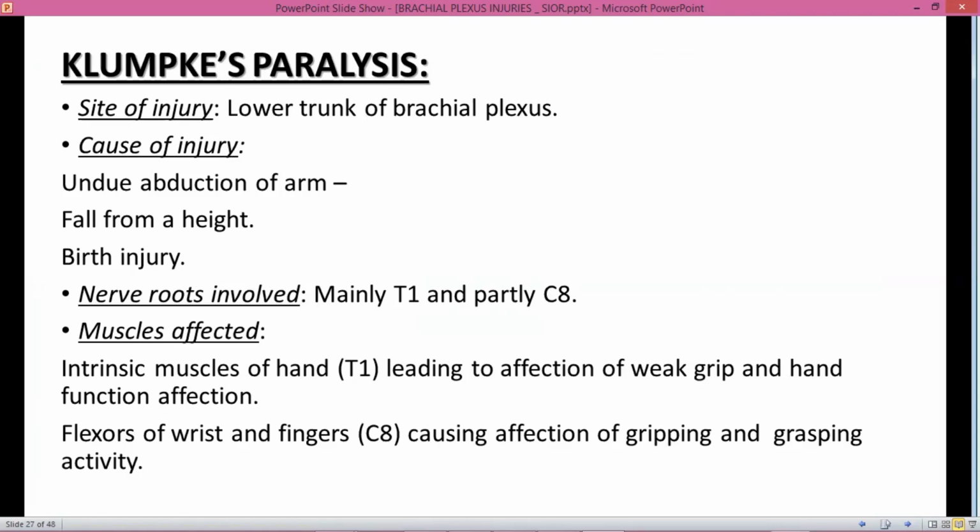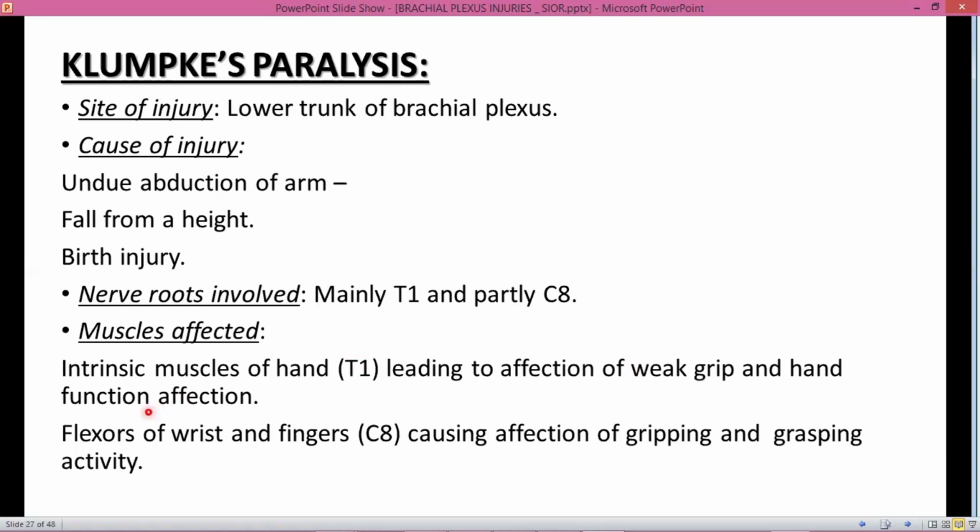So after studying the upper trunk injuries, we'll be studying the lower trunk injury of the brachial plexus. The cause of this injury is mainly undue abduction of the arm, which is seen in a fall from a height and birth injuries. The nerve roots involved are T1 and partly C8.